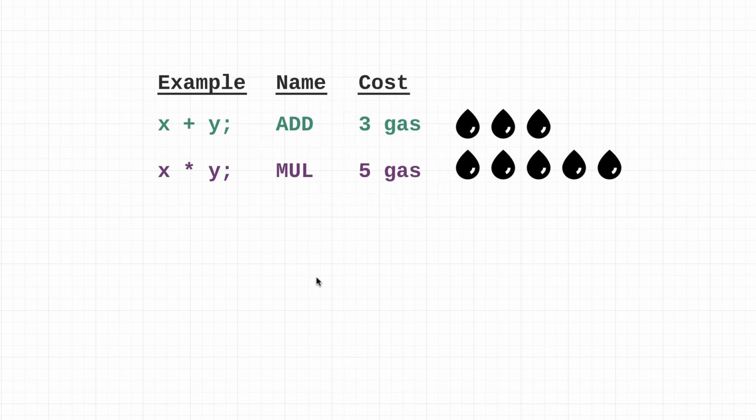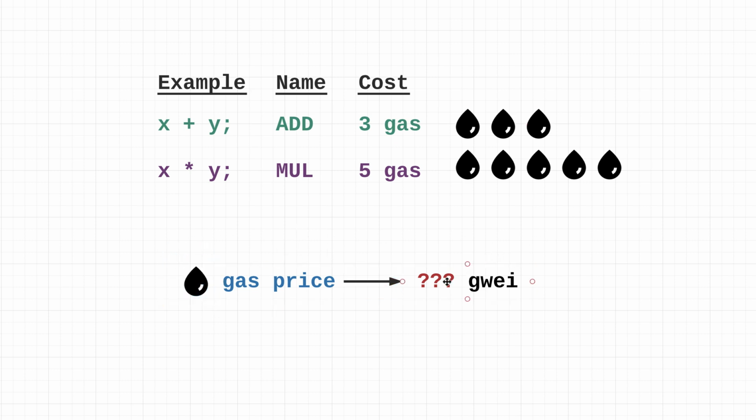All right, so this is starting to make sense. The more complex your smart contract is, the more operations it has, and each operation is going to require more gas. But now we still have the question of, well, what is the price of each one of these gas?